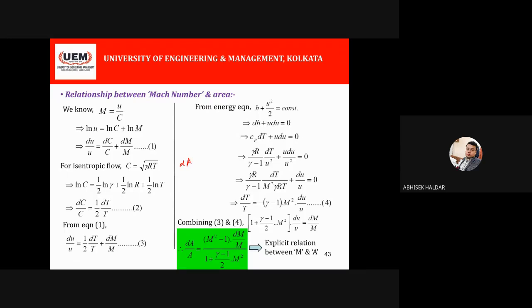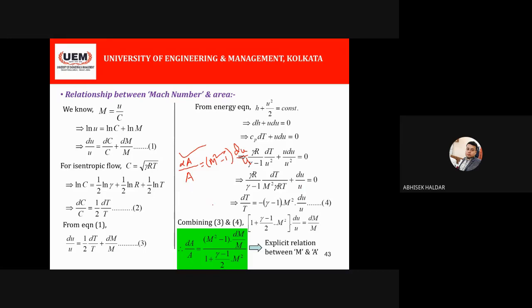that equation is basically dA by A is equal to m square minus 1 into du by u. So you just have to recapitulate this equation, so that you can get this relation. Is that clear? Any doubt regarding this derivation? Any doubt? No, sir. Okay, thank you.